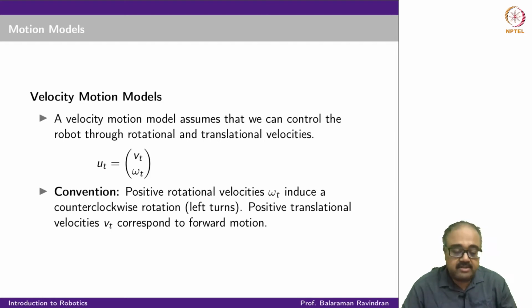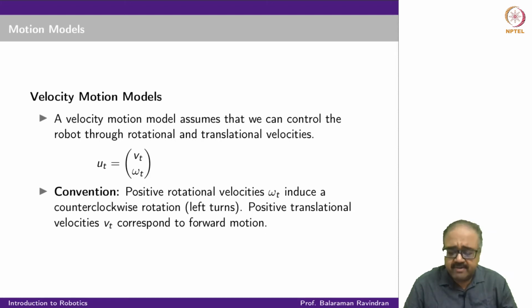What is the resulting velocity, right. So I'm just going to assume that you have the translational velocity Vt, and you also have the rotational velocity omega t, and this constitutes your action at time t, right. And the convention we'll assume, even though we are not going to delve into it too much, is that positive rotational velocities induce a counterclockwise rotation, and negative rotational velocities induce a clockwise rotation, right. So clockwise would be this, counterclockwise would be like that, right.